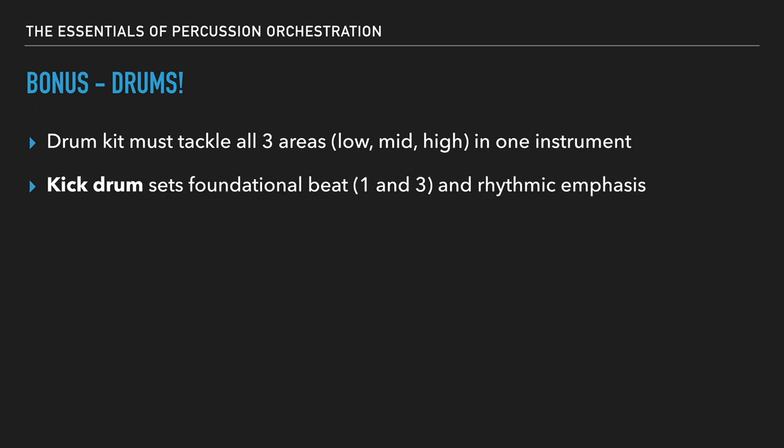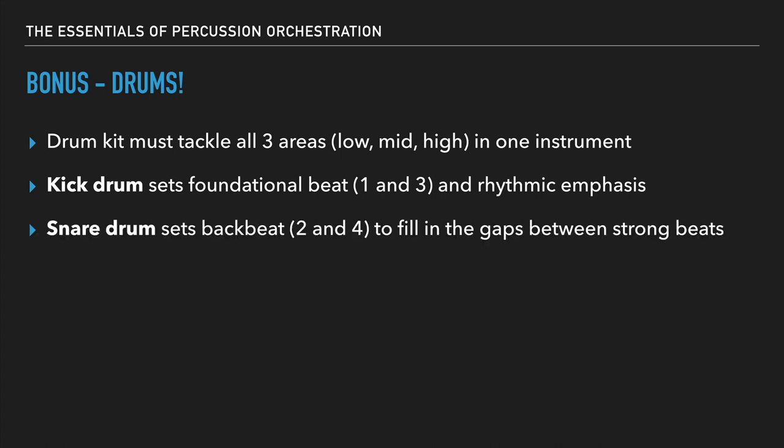So one of the core elements here is the kick drum. Very similar to the bass drum in the symphony orchestra, the kick drum sets the foundational beat, typically on beats 1 and 3 in a rock or pop setting, and it creates this rhythmic emphasis that sets the foundation for the track. Then on the opposite side, you have the snare drum, which sets the backbeat, or the 2 and the 4, which are the typical weak beats.